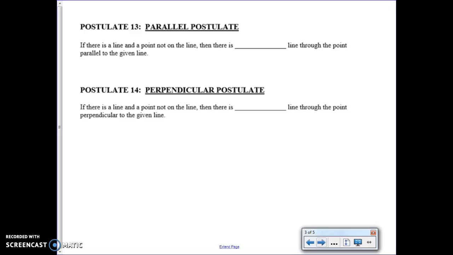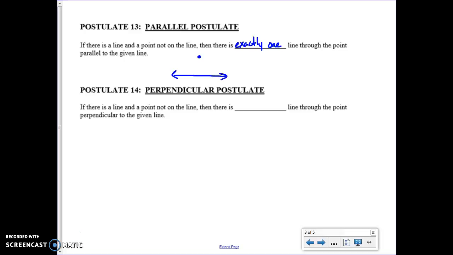Okay, so two postulates. The parallel postulate says if there is a line and a point not on the line, then there is blank line through the point parallel to the given line. So I'm just going to draw this scenario out. If there's a line, I'm just sketching so I don't have a straight edge, and there's a point not on the line, how many lines could you draw through that point that would lie parallel to that given line? The answer there is exactly one line.